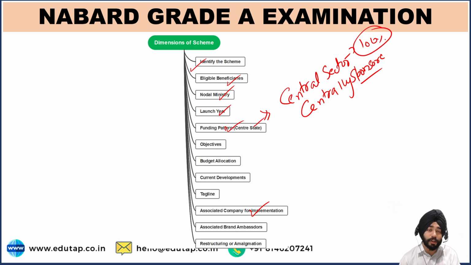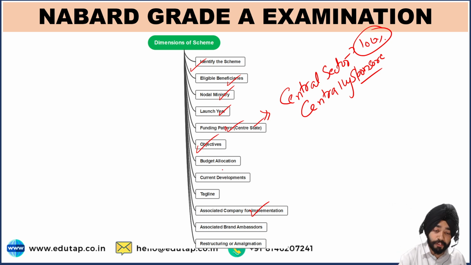But in the centrally sponsored scheme, you have to see the funding pattern between center and state. So here is a different pattern you can see in different schemes, because for center and states it is different. For center and northeastern states the funding pattern is different, and for the union territories the funding pattern is different. So funding pattern has to be focused on.